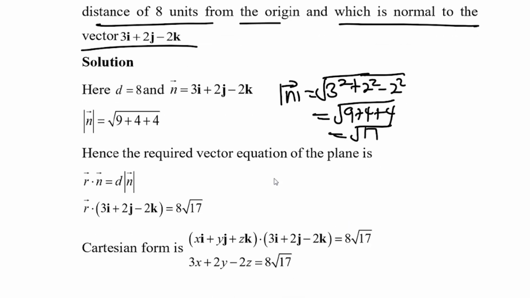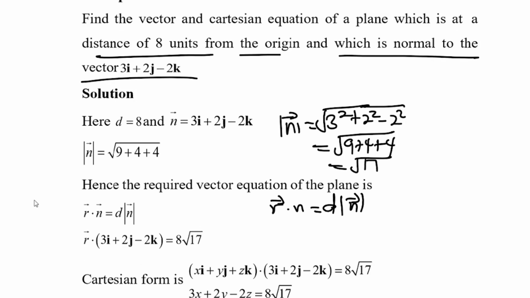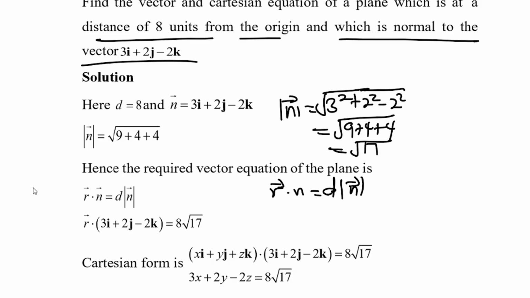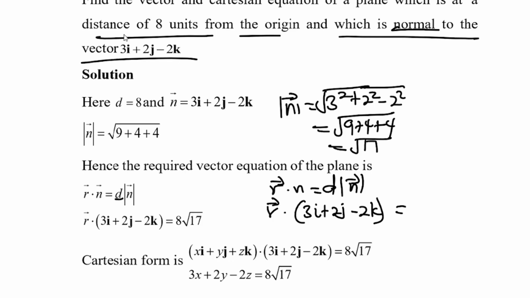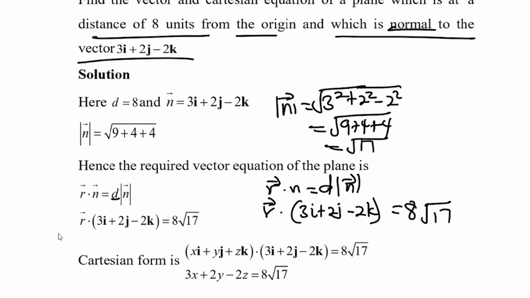But our vector equation is r dot n equals D times the magnitude of n. And our n is 3i plus 2j minus 2k, because this is the normal vector. So we have r dot (3i plus 2j minus 2k) equals, since the distance is 8 units from the origin, 8 times root 17. So this is our vector equation.